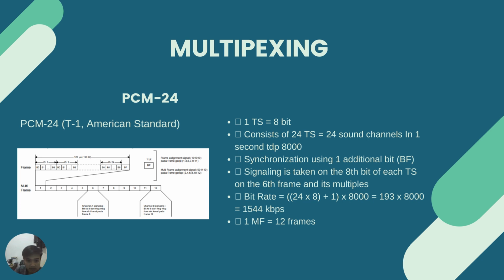So the bitrate is equal to 24 times 8 plus 1, times 8,000. So it is equal to 193 times 8,000, which is 1,544 kbps for this, and 1 multiframe is equal to 12 frames.